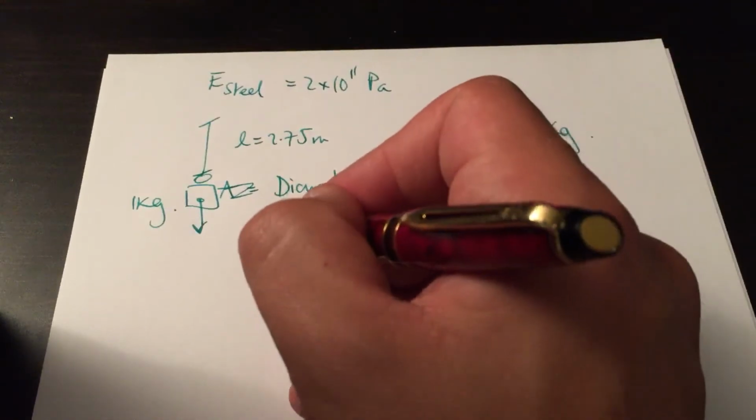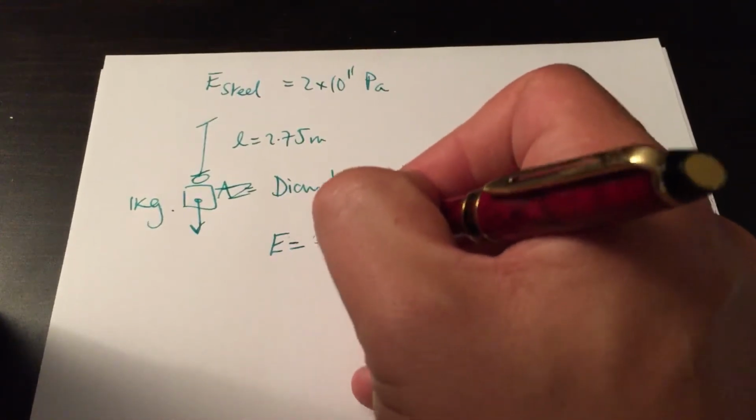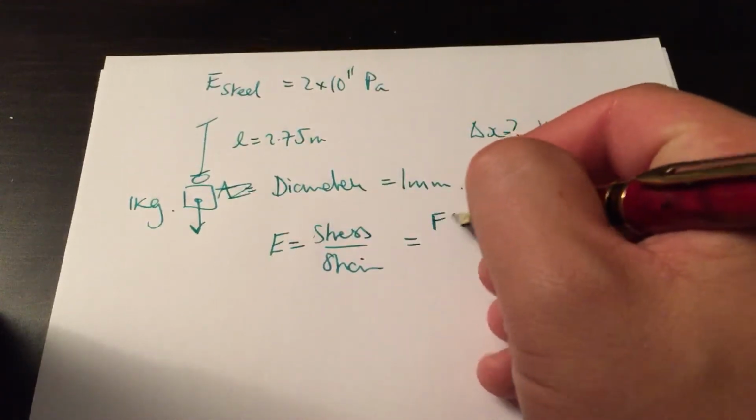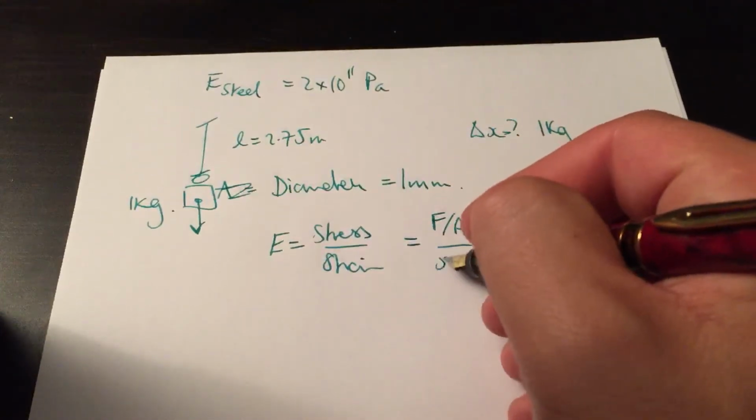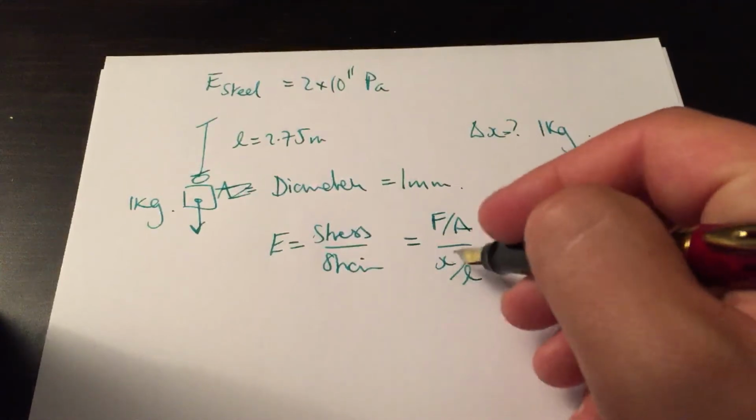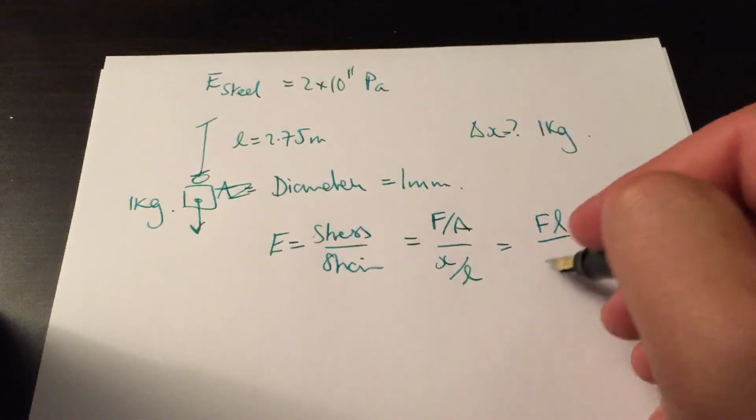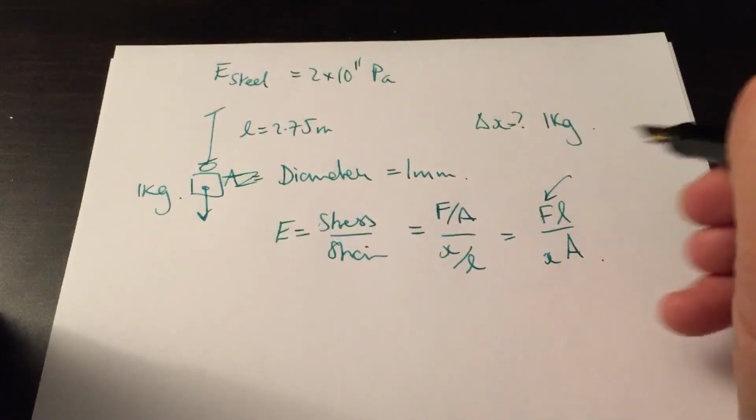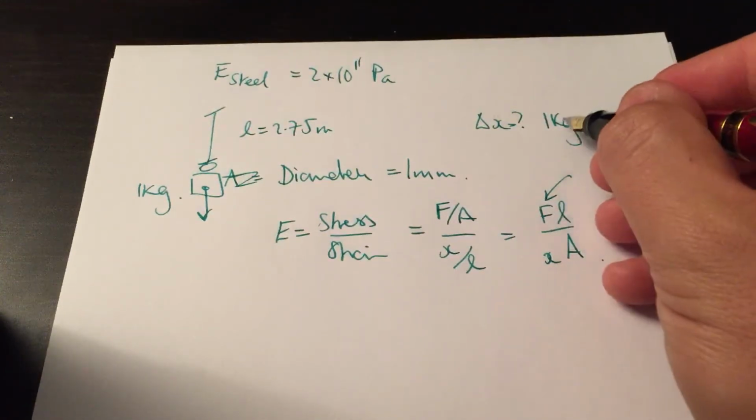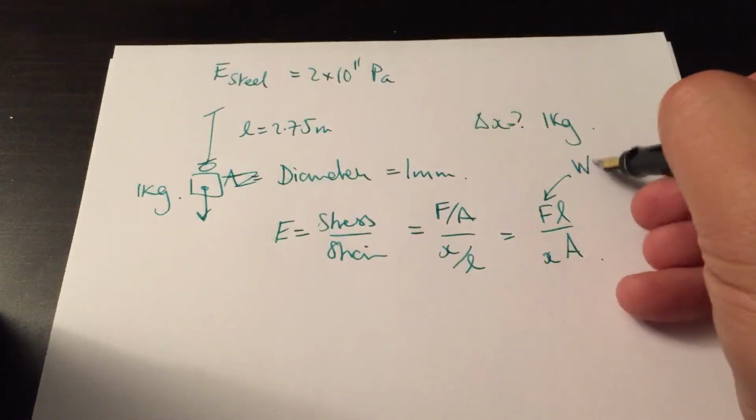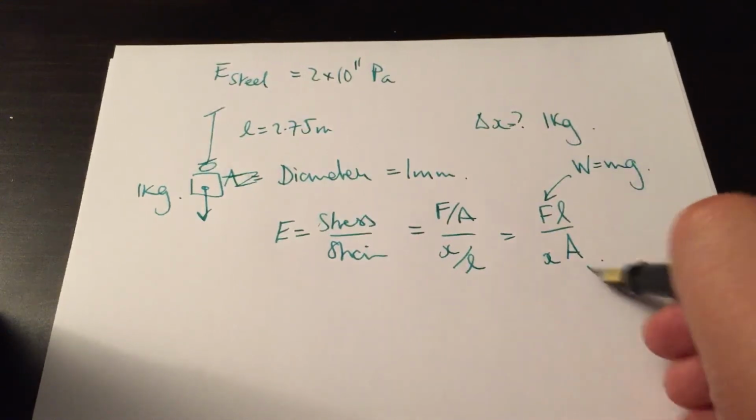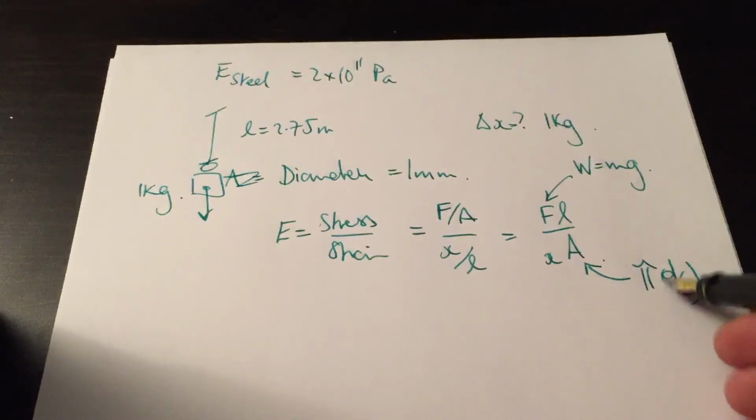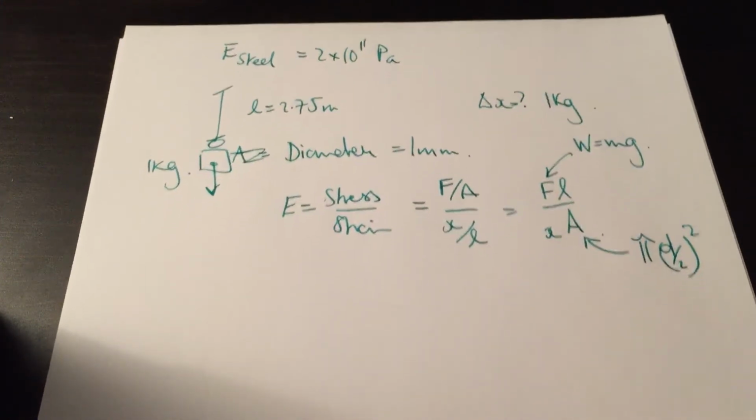Good, let's write down Young's modulus is stress over strain. That gives me force over area, extension over original length, or force times length, such as that. Good. Bear in mind that the force here, what's the force? It's not 1 kilogram, but it's the weight, which is mg. And what's the area here? Well, that's the diameter. So we're looking for pi diameter divided by 2 to give us the radius squared.